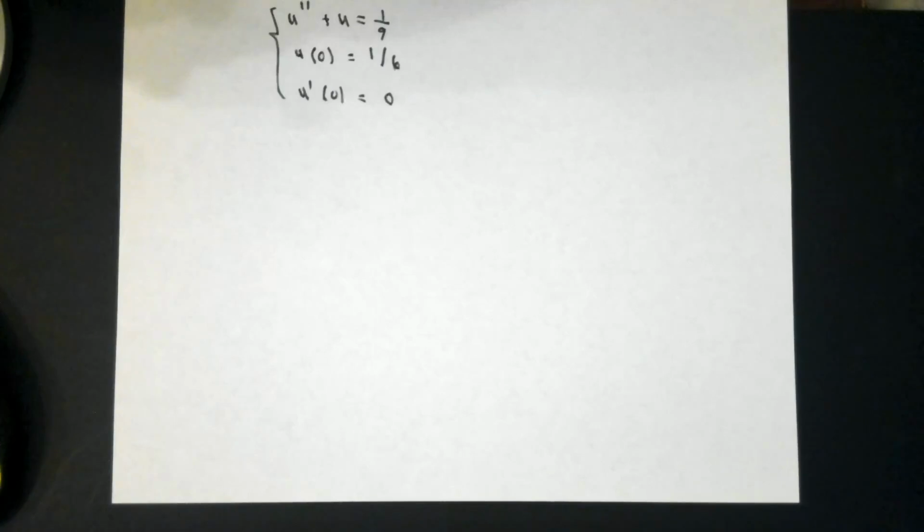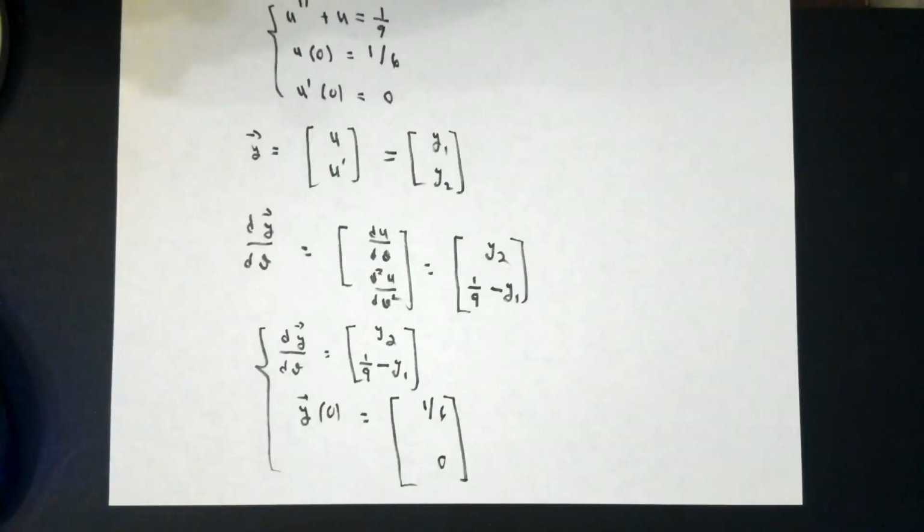I can write my differential equation as the second derivative of u plus u equals 1/9, with initial conditions u at 0 equal to 1/6 and u prime at 0 equal to 0. So in the same way as before, I can write my second order differential equation as a vector differential equation. The derivative of vector y is the vector that has y2 as its first component and 1/9 minus y1 as the second component. At theta equals 0, the value of the solution vector is 1 over 6, 0.